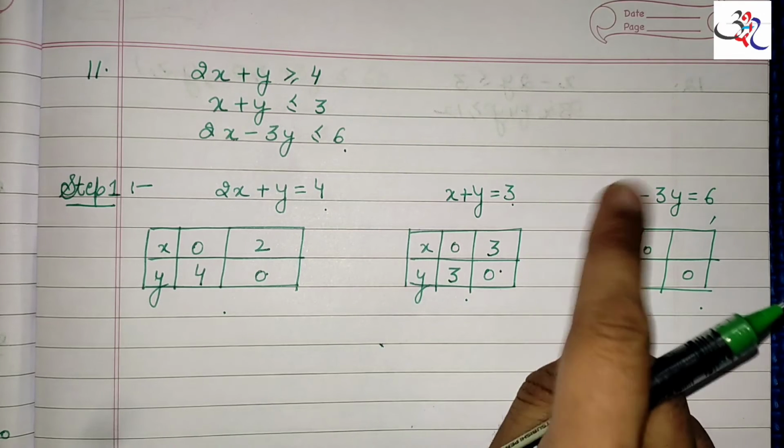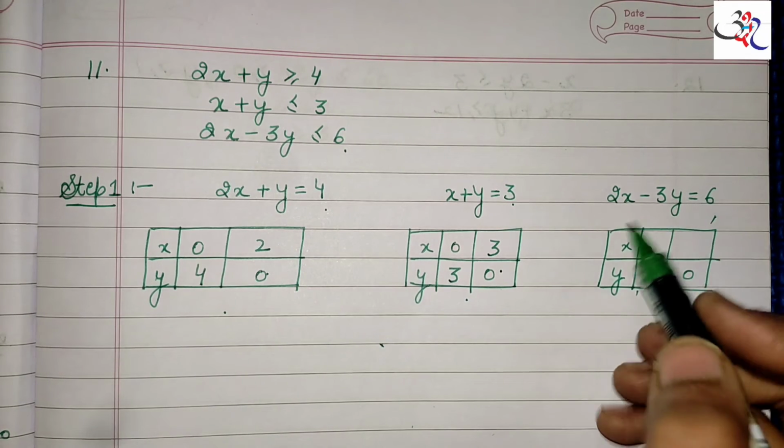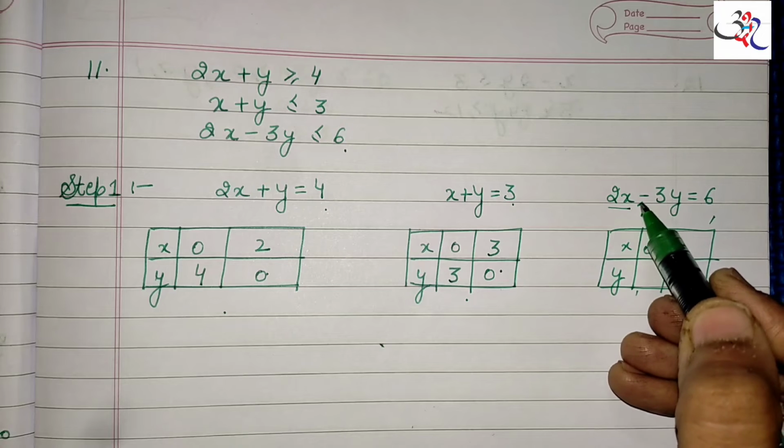Then from here you have to see very carefully. What is 2x minus sign is there now.